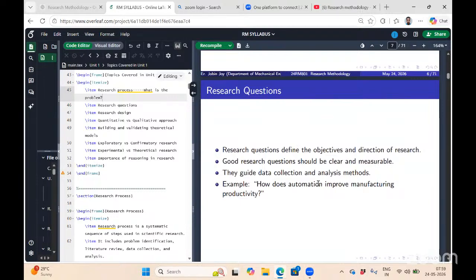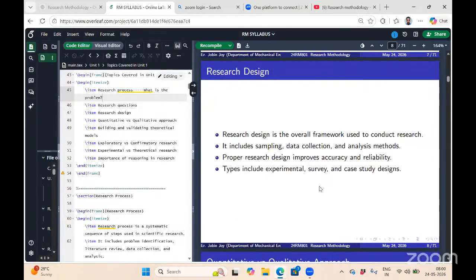Research questions define the objectives and give the direction of research. Good research questions should be clear and measurable. They guide data collection and analysis methods. For example, how does automation improve manufacturing productivity?